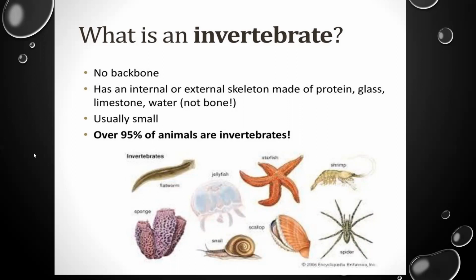Number three, invertebrates are usually small. The size of invertebrates is usually small. Next, over 95% of animals are invertebrates. With more than 1.2 million species, they are the most numerous animals on Earth. Most are small, but they have a variety of body shapes. For example, the jellyfish, hydra, earthworm, centipede, snail, grasshopper, housefly, and butterfly are a few examples of invertebrates.